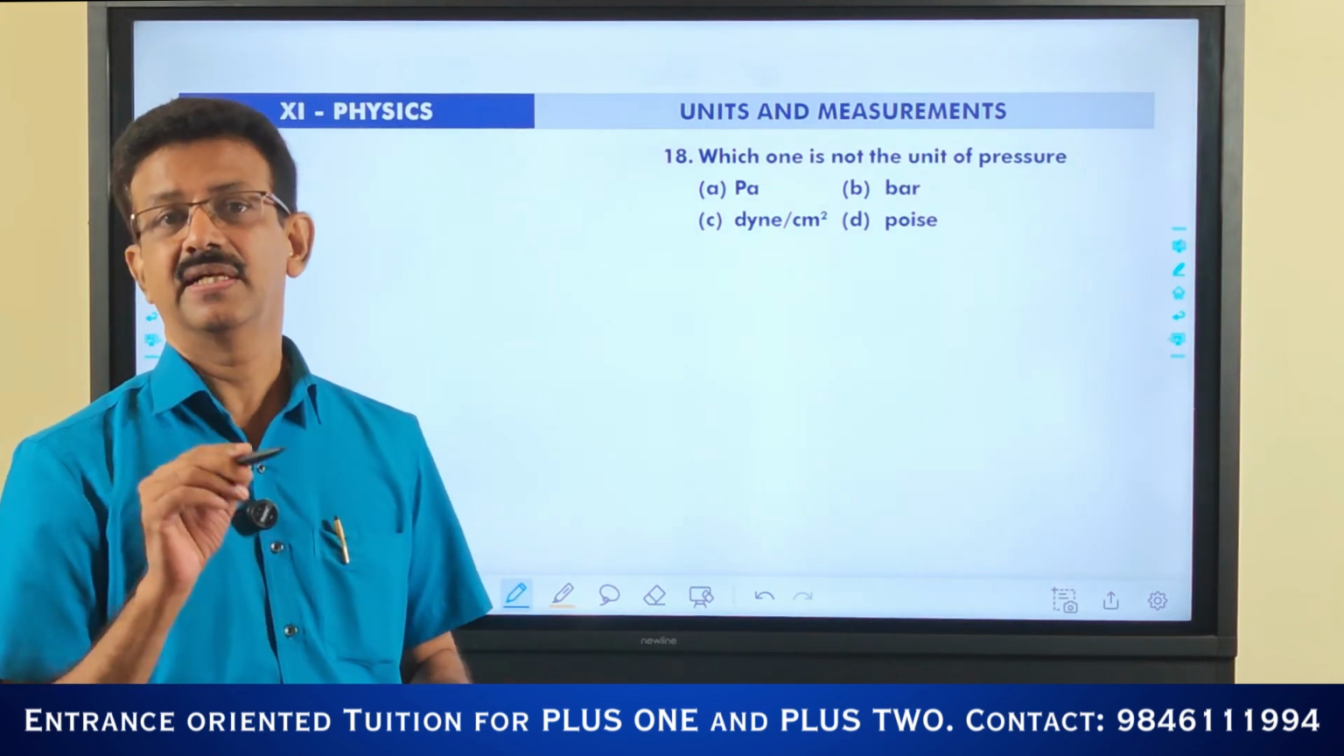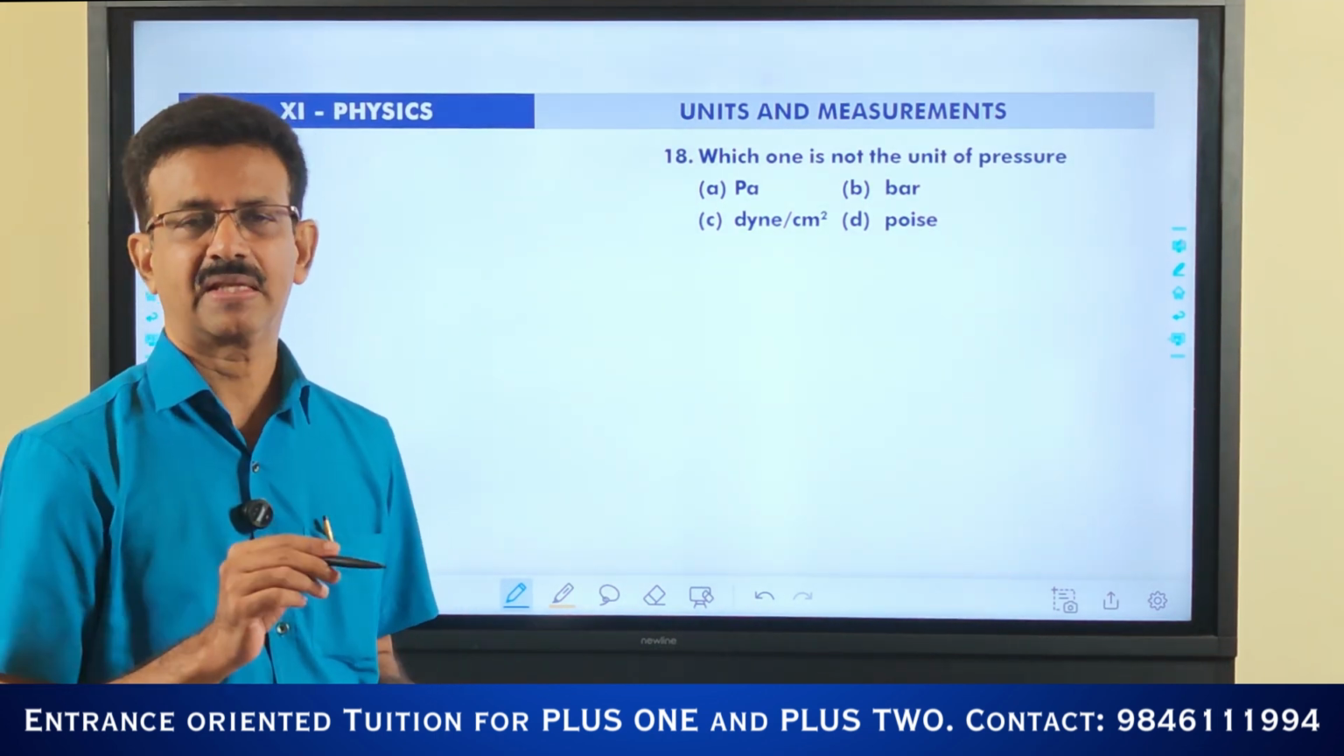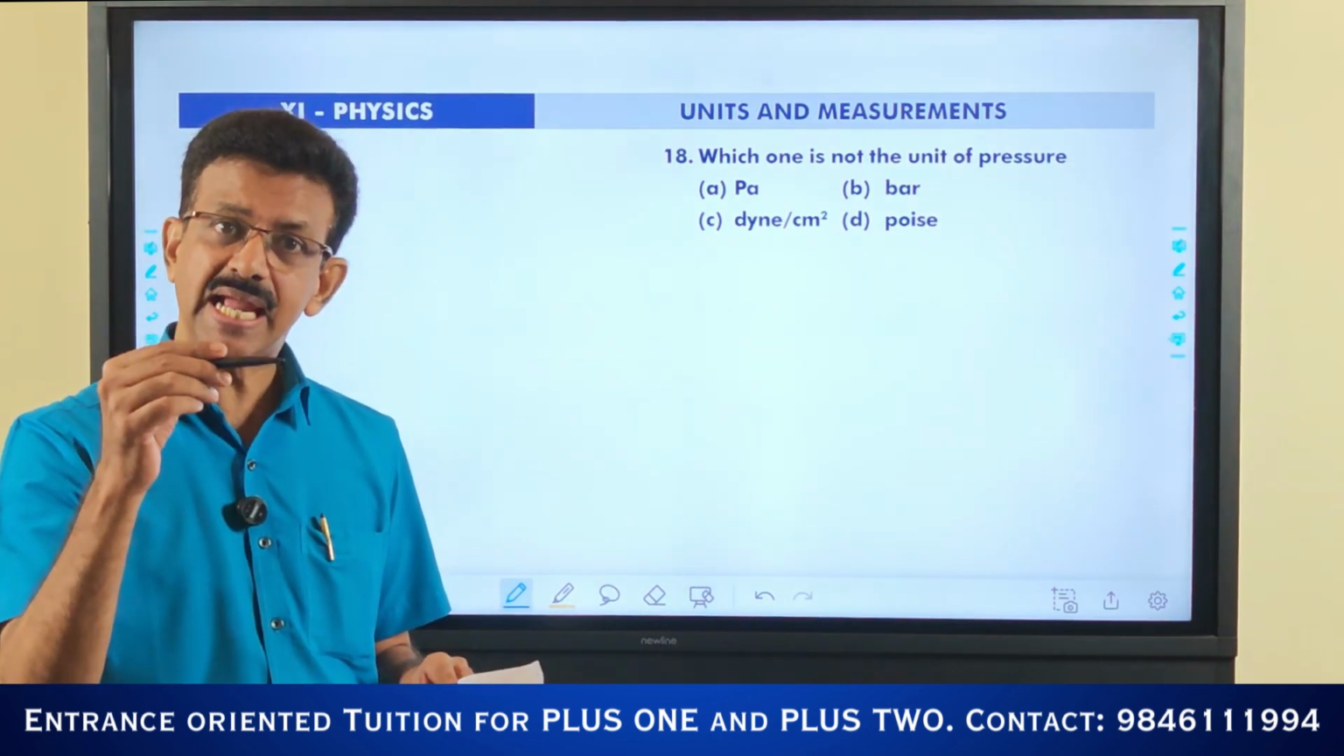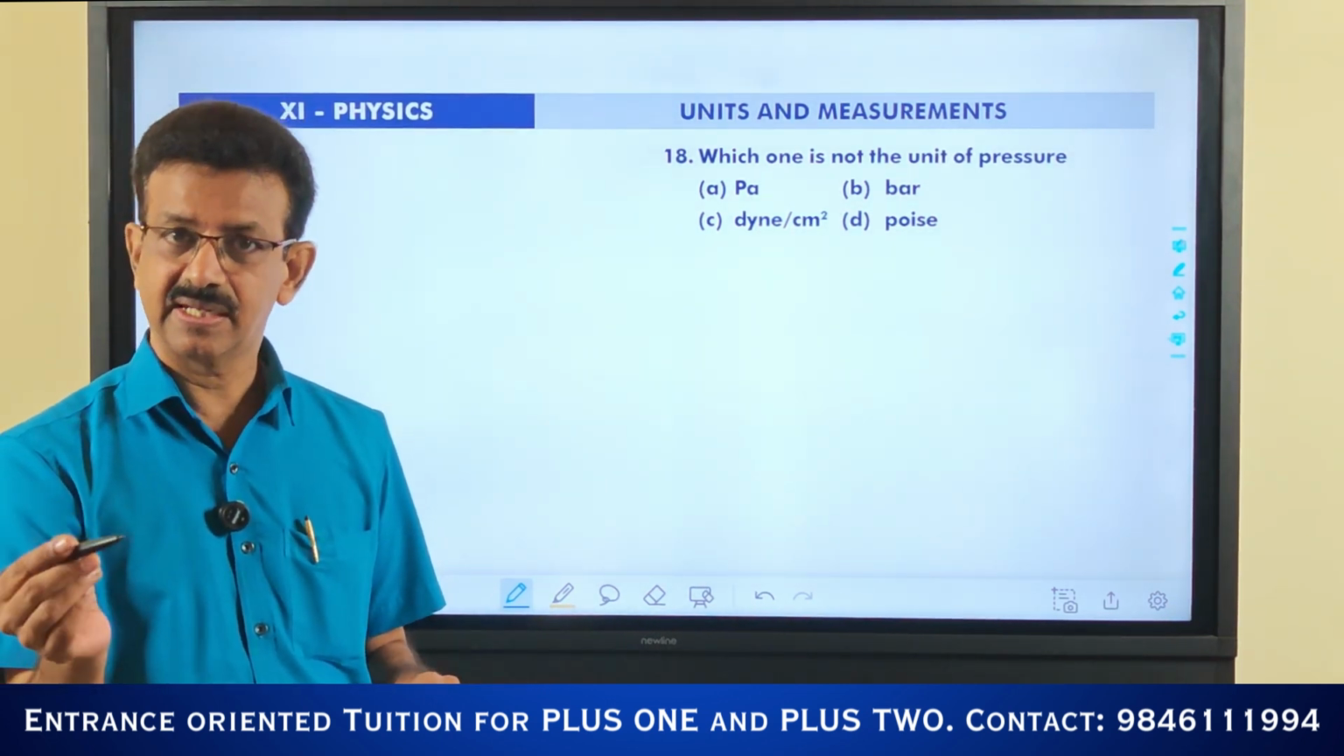Next question is about pressure. Pressure means thrust by area. Normally acting force is called thrust.